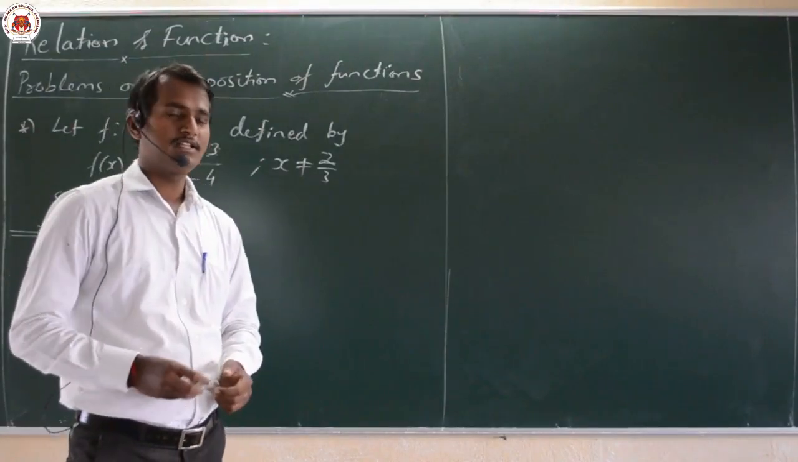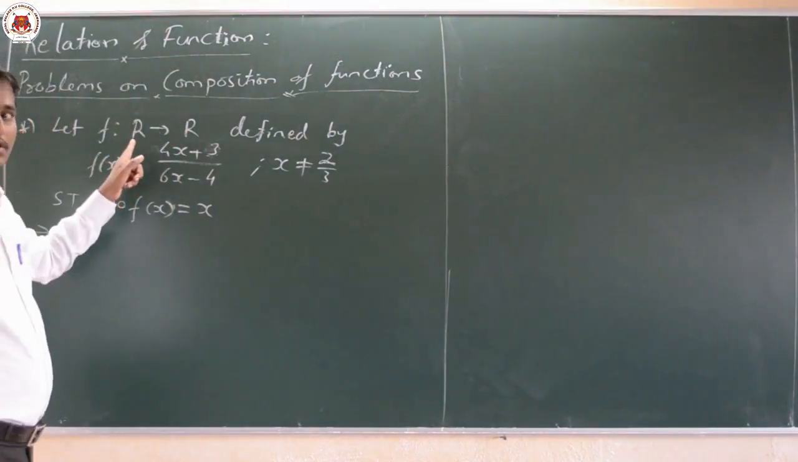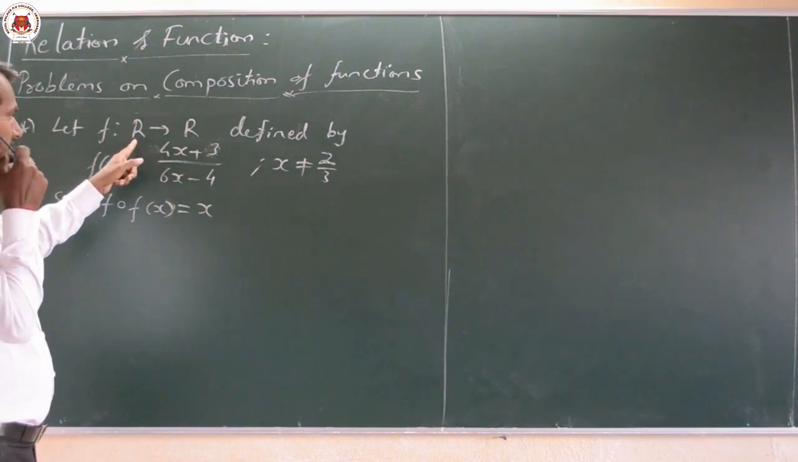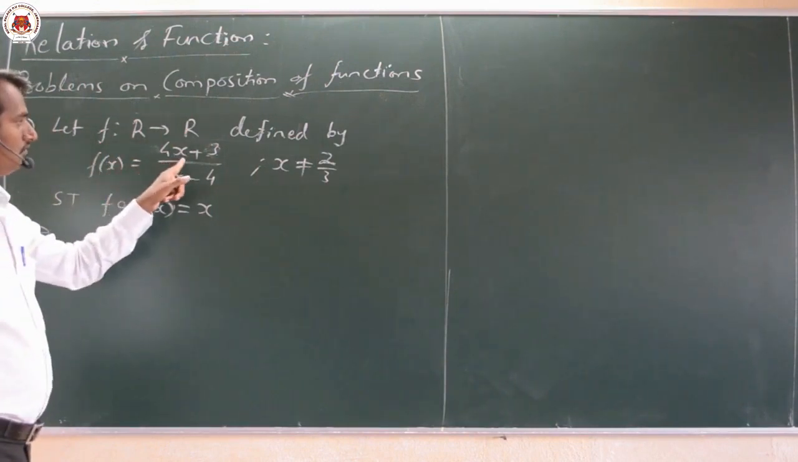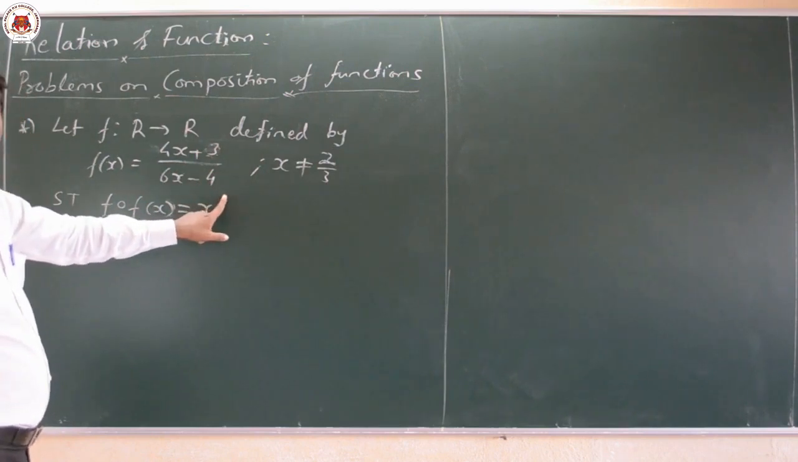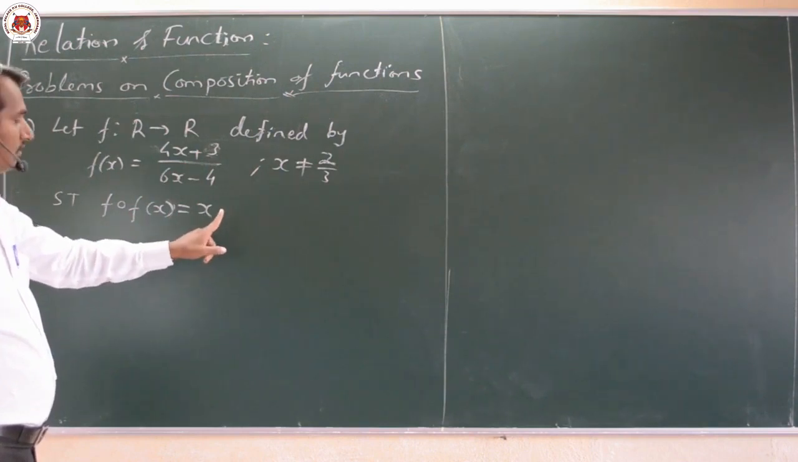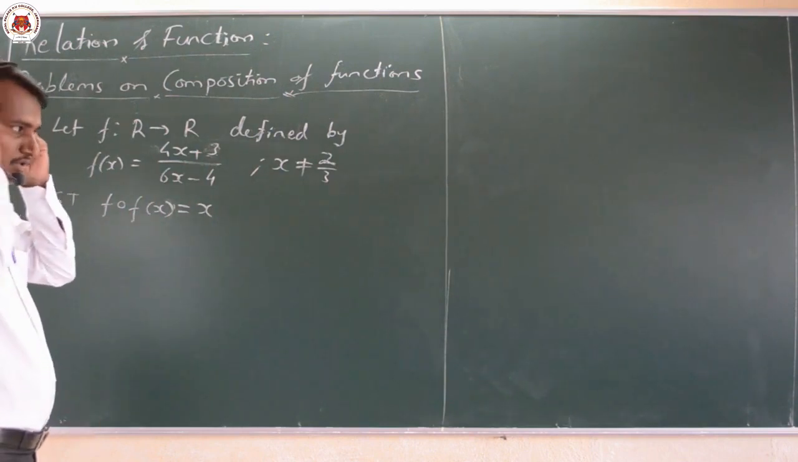Okay dear friends, now let us start with the next problem. What is the next problem here? He has given only one function f from R to R, defined by f of x equal to 4x plus 3 divided by 6x minus 4. What do we have to show here? We have to show that f of f of x equal to x. That thing we will require to show here.